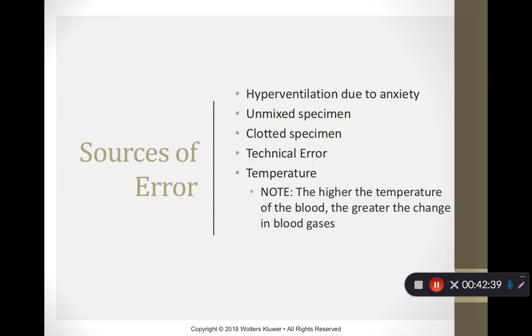Hyperventilation due to anxiety will also give you different results, as will unmixed specimens, clotted specimens, technical errors, and temperature. Again, blood gas measurements are very, very sensitive to temperatures. The higher the temperature of the blood, the greater the change in blood gases that you will see.